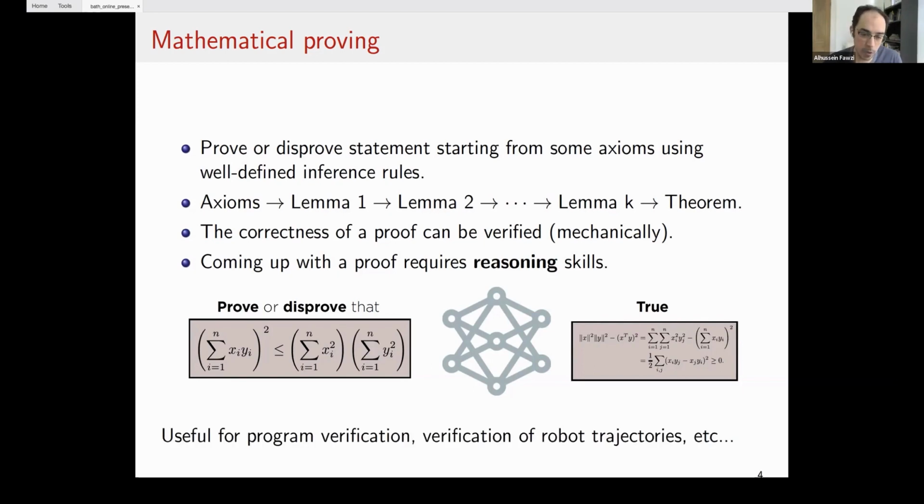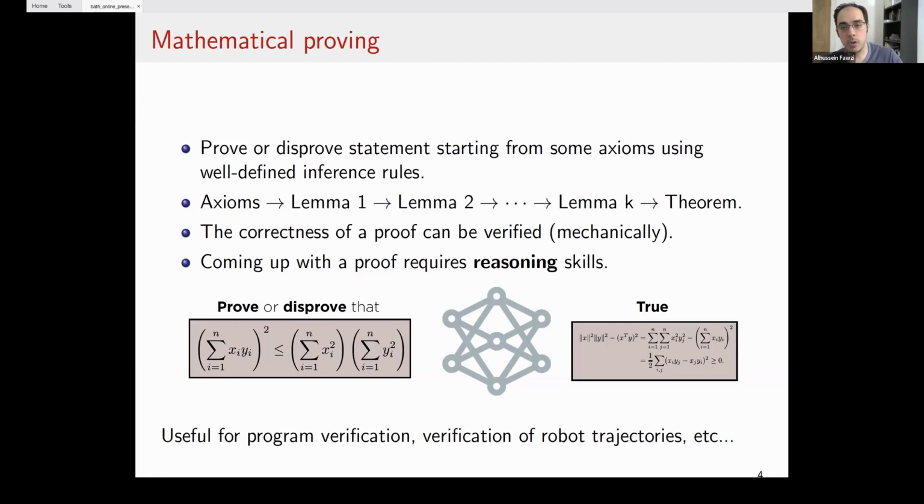And obviously, mathematical proving is not something that is only interesting from a reasoning perspective, to analyze whether neural networks can do reasoning and so on, but rather it actually has a lot of applications, in particular in program verification, verification of robot trajectories and so on. So it's actually something that is of very much practical use.